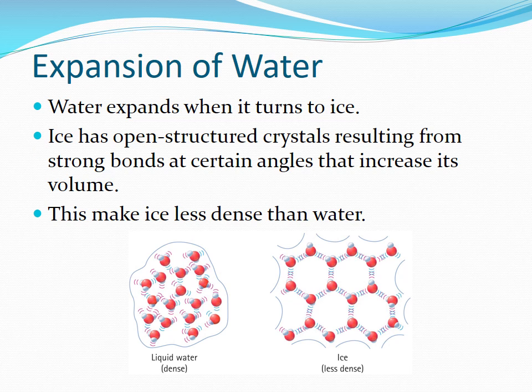Water expands when it turns to ice. Ice has an open structured crystal resulting from strong bonds at certain angles that increase its volume. This makes ice less dense than water.